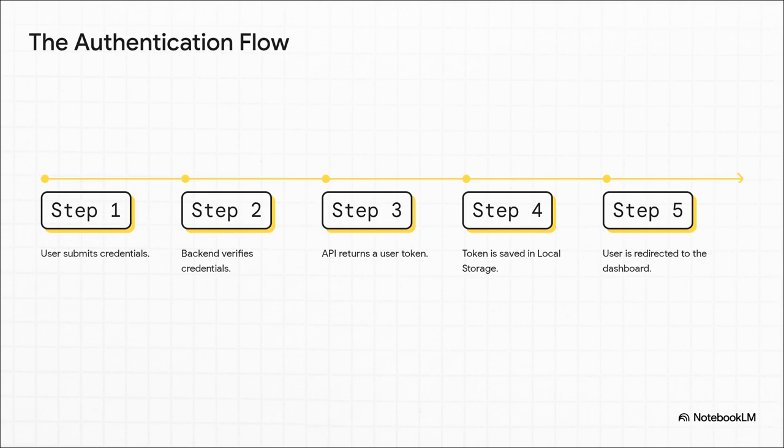This flow right here is nearly identical across every single application you've probably ever used. The user puts in their details, they click login. The app sends it up to the API. If everything's correct, the API sends back a token. The app then saves that token in the browser's local storage so it remembers the user is logged in, and then boom, it navigates them to the dashboard. It's the same 5-step dance every time.